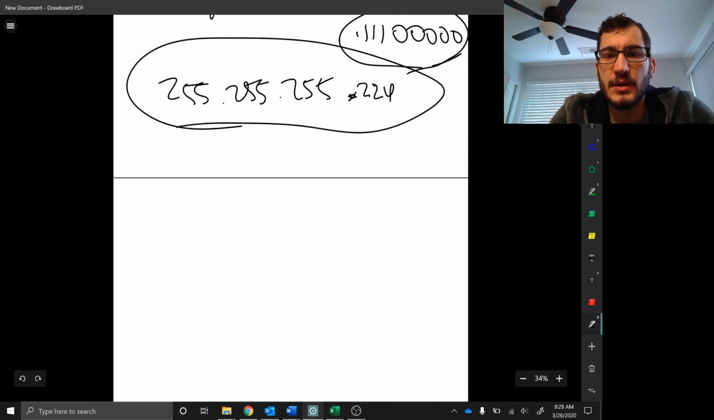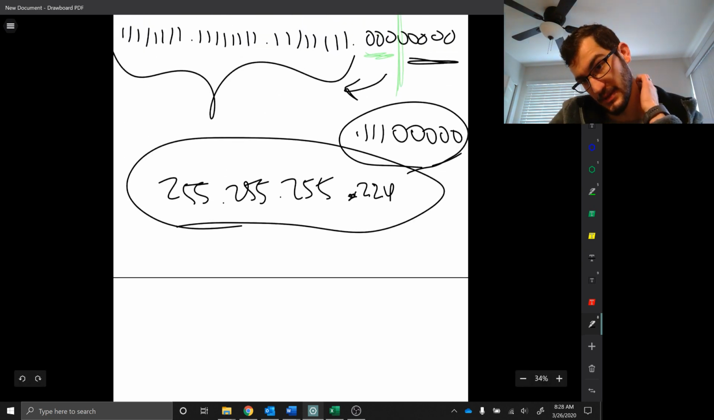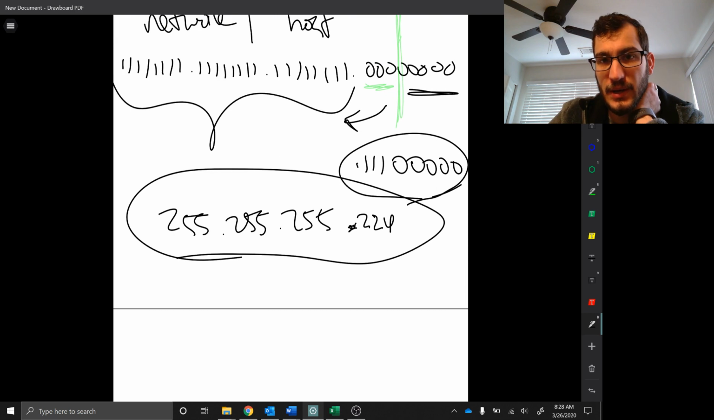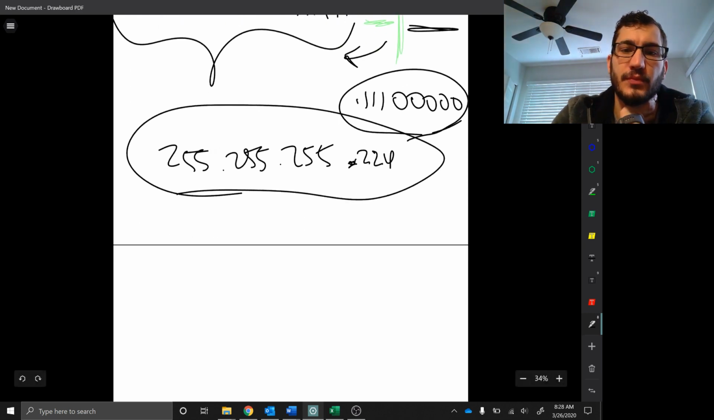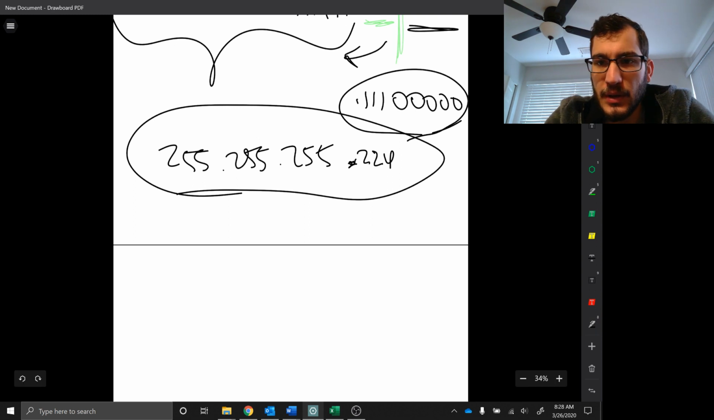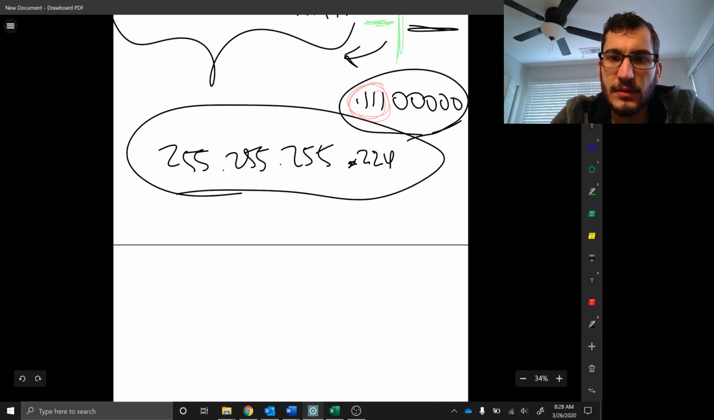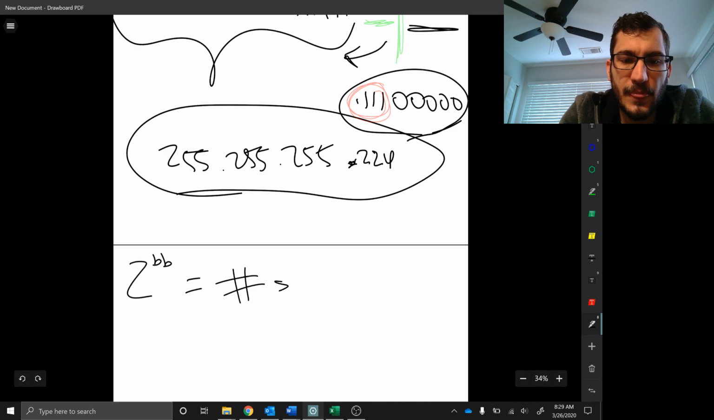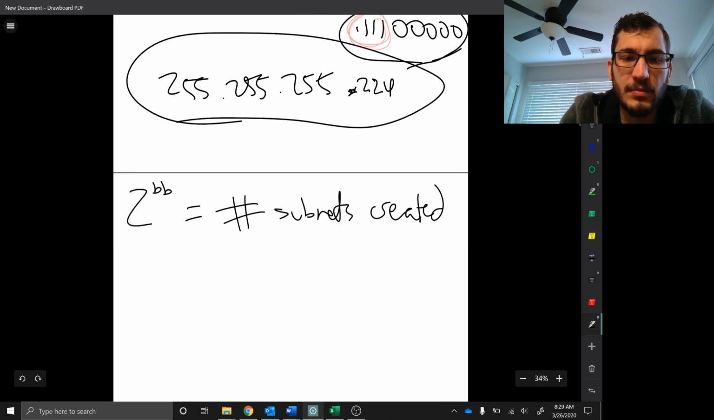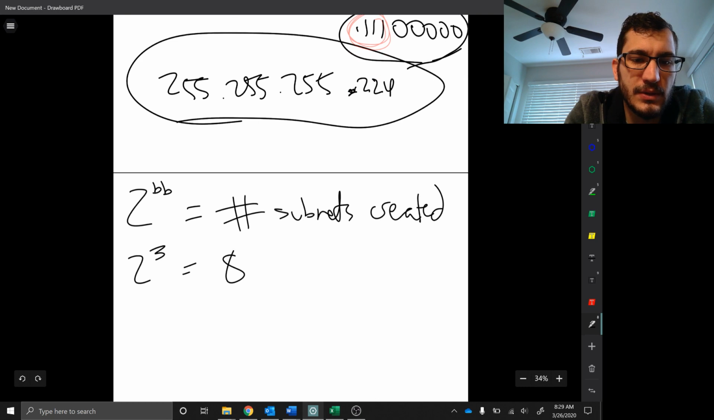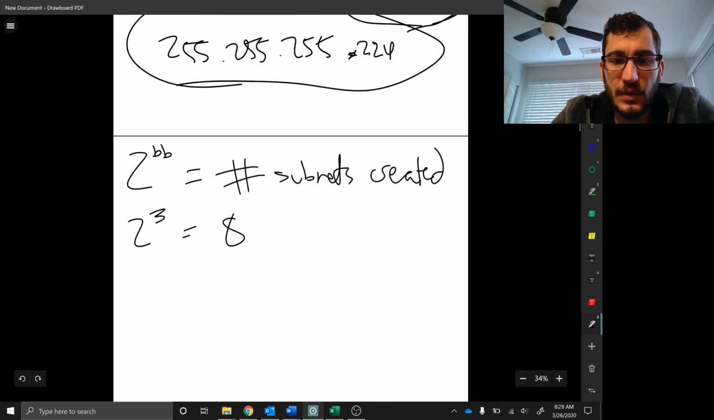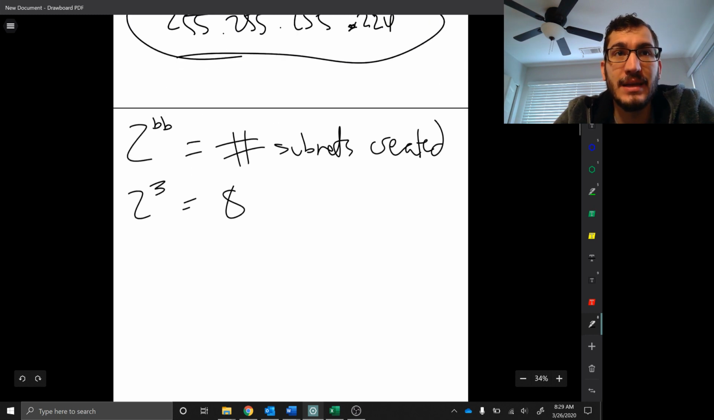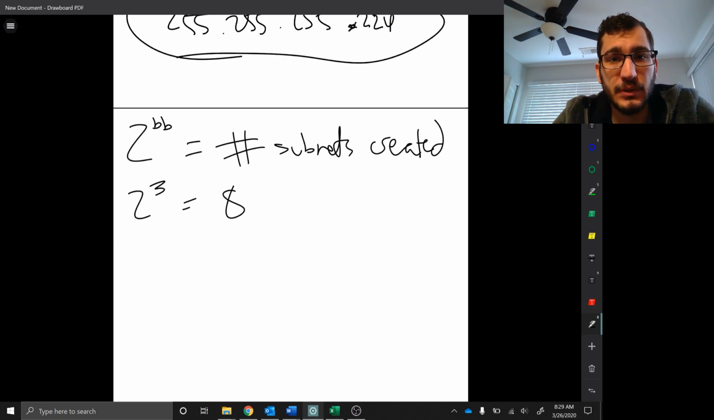So this is a 2.224 subnet mask. Now, how many subnets does that create? Well, these 3 bits here are what we need to know. What we do is 2 to the number of bits borrowed equals the number of subnets created. Meaning 2 to the 3 equals 8, so we have 8 subnets. What does that mean? Well, that means we can have 8 distinct mini networks on our actual network.